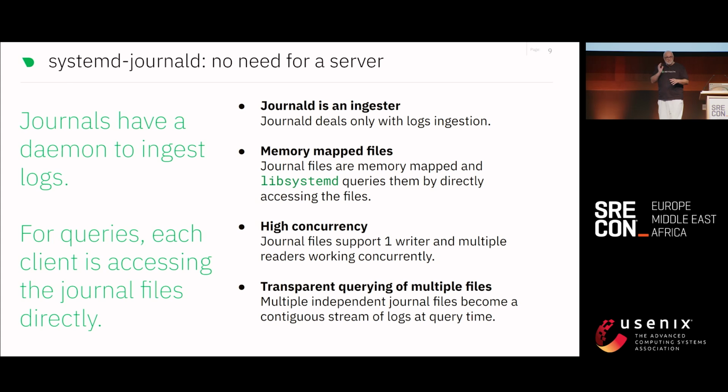So one thread is writing logs and a lot of others are reading logs at the same time. And systemd journal, and actually libsystemd, has the ability, when you have a ton of journal files, to query them at once. So it doesn't matter if they come from the same server, from different servers, from different namespaces, from different services. Journal files can be merged, let's say, on the fly, so that you do one query and you get all the logs across all the files.